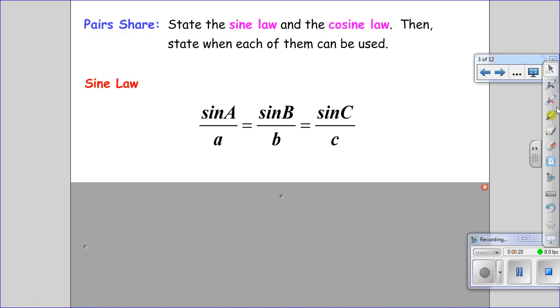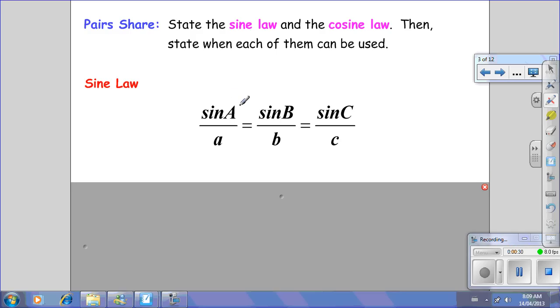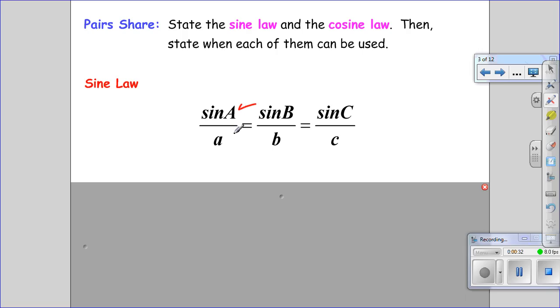It can be used when we have a complete pairing. We need to have a complete ratio here in order to solve something. So if we know angle A and side A, and any other piece of information, we can solve that triangle. So the key is we need to have the angle and the side opposite it, as well as one other side in order to use it.